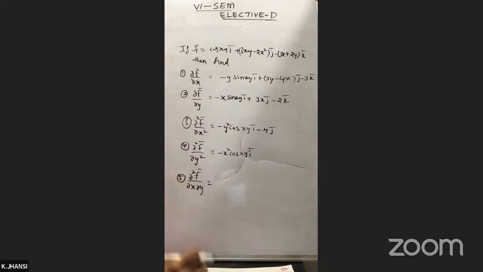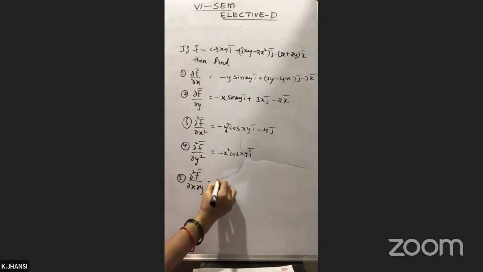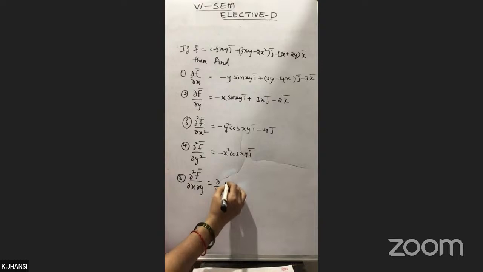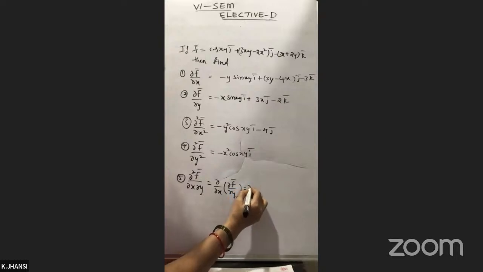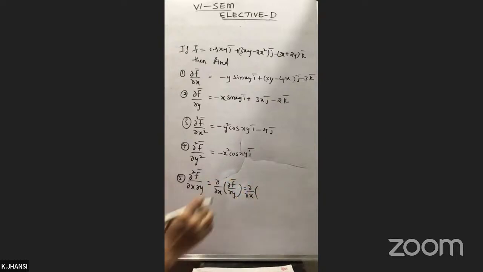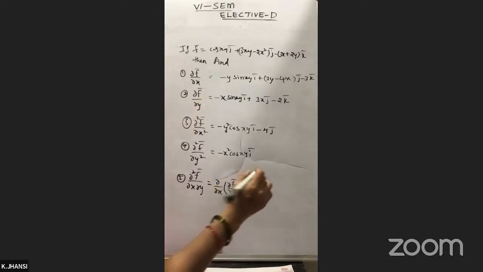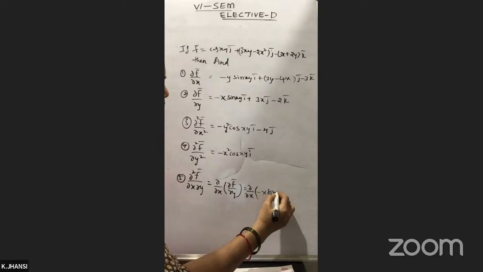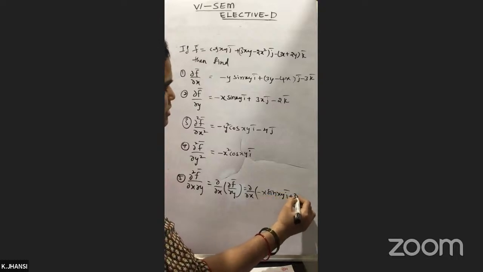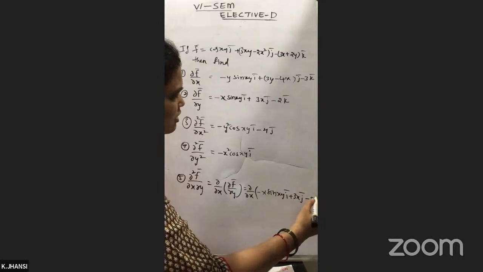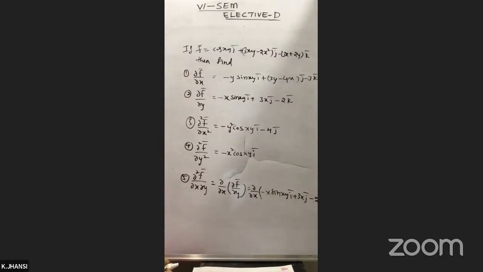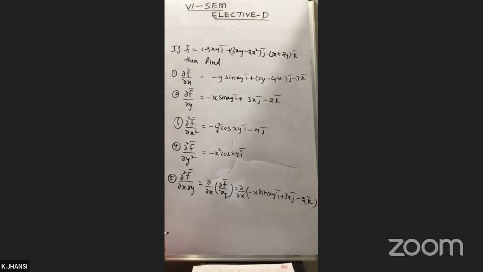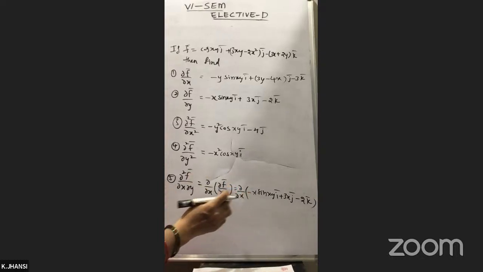Now whenever we do this, we write this as ∂/∂x into ∂f/∂y, whatever the first differentiation is. That means ∂/∂x of, what is the ∂f/∂y value? ∂f/∂y value is minus x sin xy i plus 3xj minus 2k.